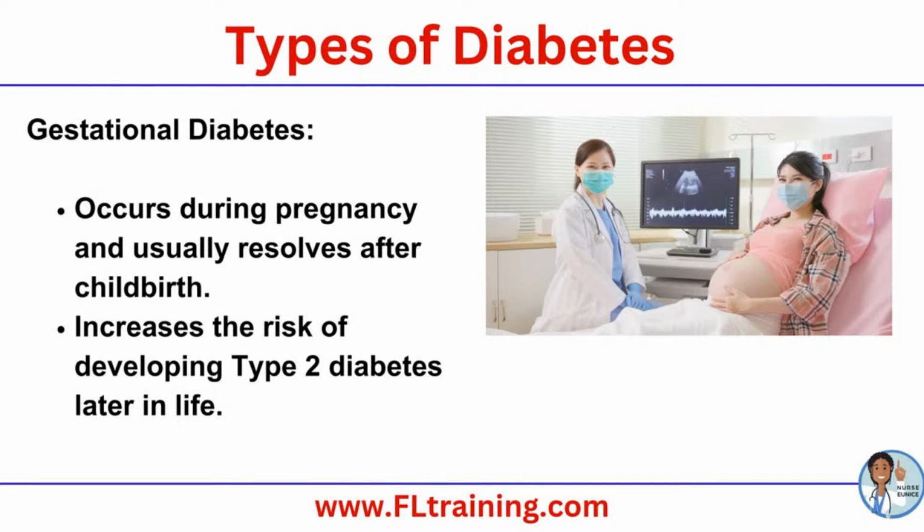Gestational diabetes. Gestational diabetes occurs during pregnancy and usually resolves after childbirth. It increases the risk of developing type 2 diabetes later in life.